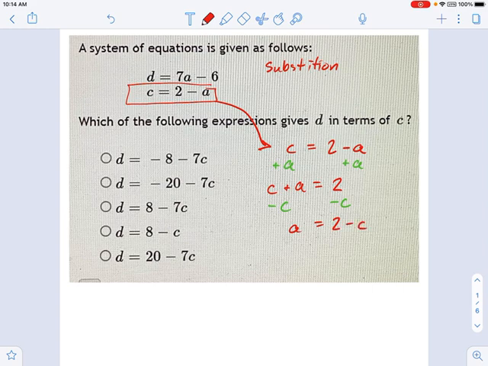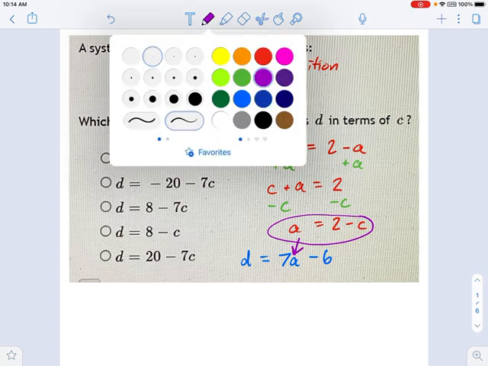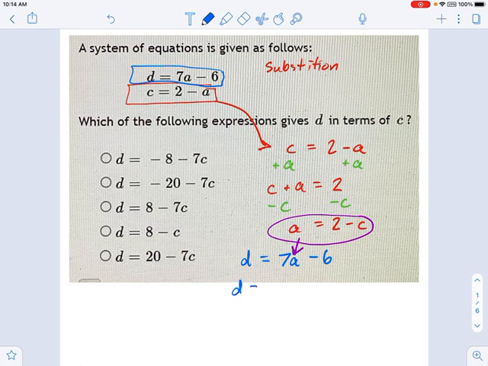Well, that is useful because right here we have an equation that says D equals, and it has it in terms of A. So if I'm going to write that equation again, I say D equals 7A minus 6. And now we take this value for A, and we're going to plug it right in here. Okay, so watch how that works. We get D equals 7 times A, but remember, A is just 2 minus C. Okay, now we have that minus 6 also. And all you have to do now is simplify.